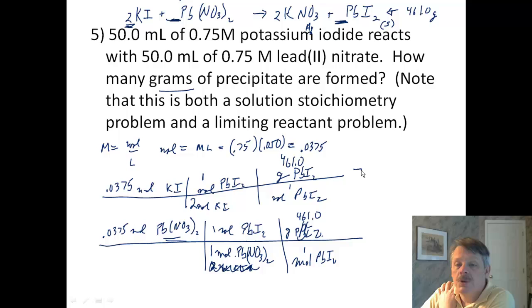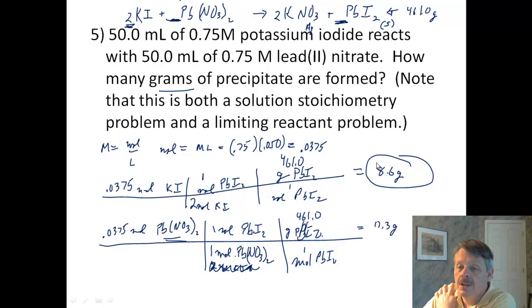All right, so we do this math, and what we come up with is this is 8.6 grams. We do the math down here, and we come up with 17.3 grams. So obviously, this is the one that created less. Hence, this is the one that's your limiting reactant, which is moles of KI. So moles of KI is your limiting reactant, and how many grams of precipitate are formed? The maximum you can create, or 8.6 grams.